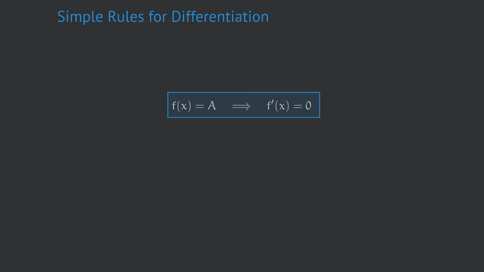We can simply prove this using the differential quotient, which is lim h to 0 of f of x plus h minus f of x divided by h. And now we replace f by that constant a, such that we get lim h to 0 of a minus a divided by h, and we see that this is 0. And the proof is finished.